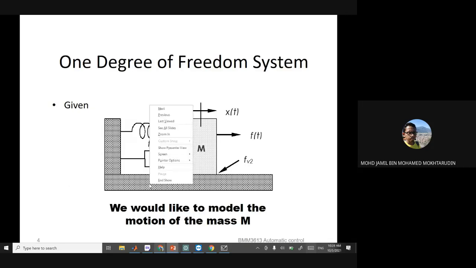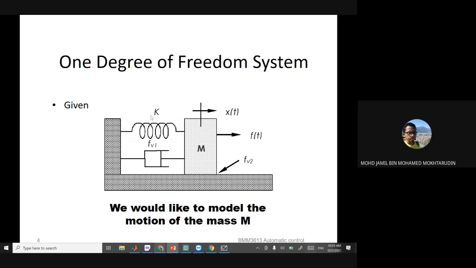Before we go further into deriving that system, let's look at some basic understanding of the translational mechanical system. The slide shows an example of a one degree of freedom system. Usually for a one degree of freedom system, you have a box with a mass M. We want to find the displacement or position of this box. We label the displacement as x(t), a function of time.